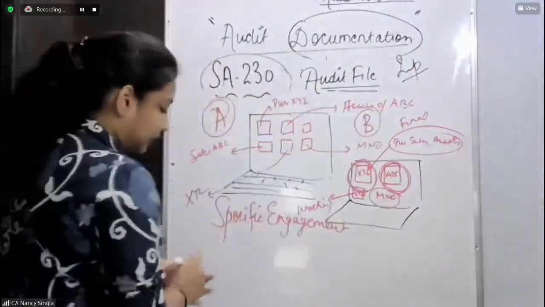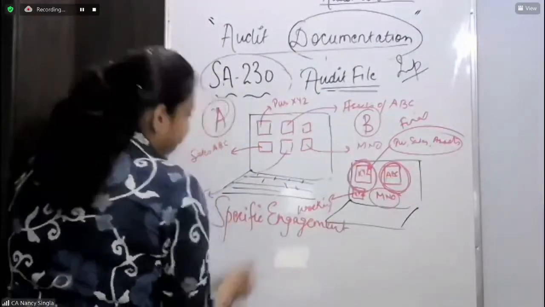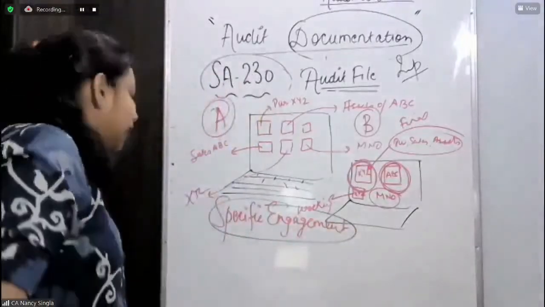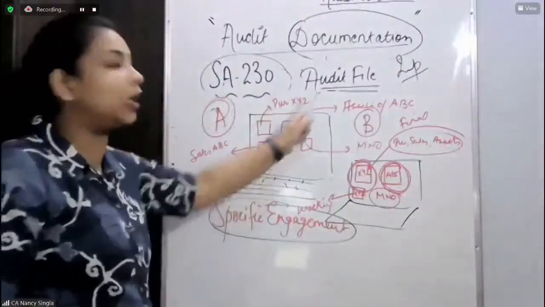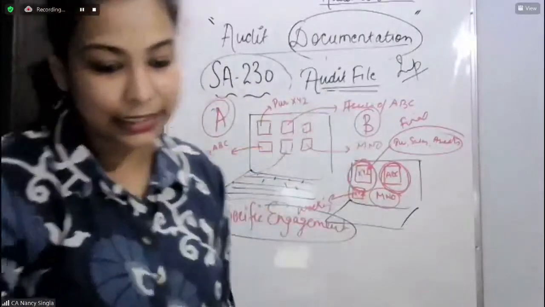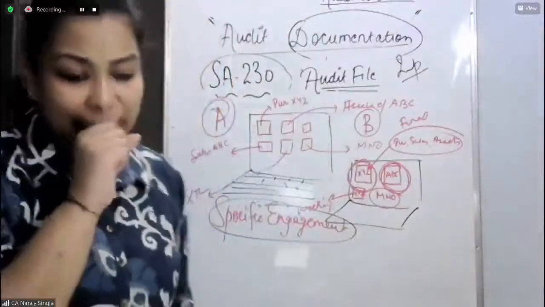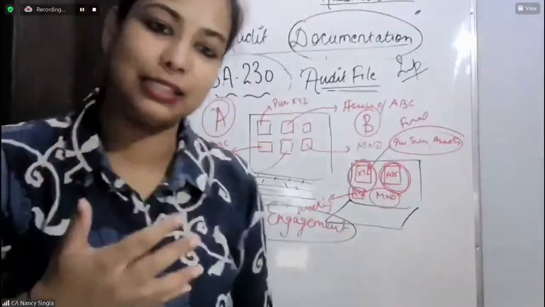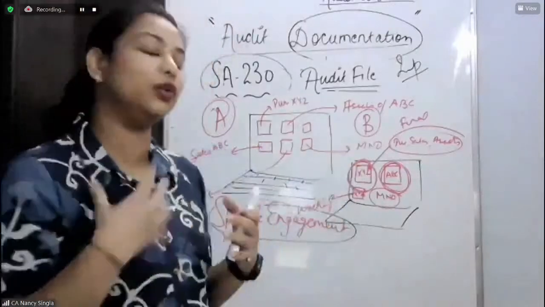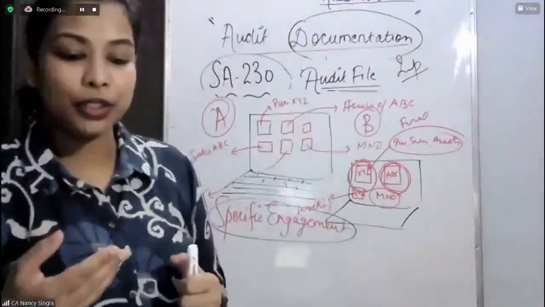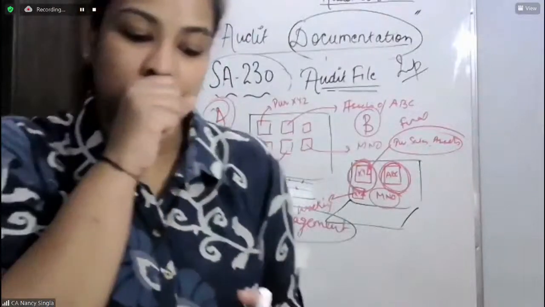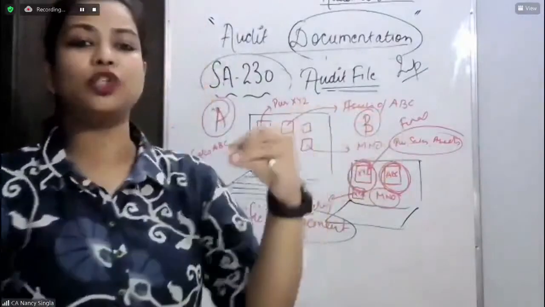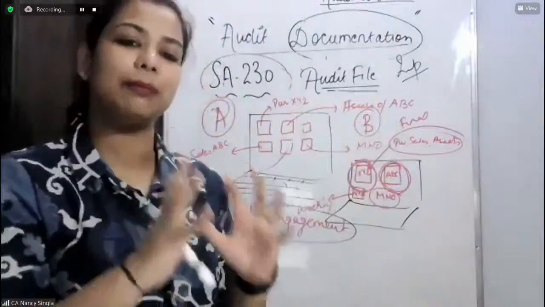See, specific means related to a particular engagement, then it will be in an organized manner, and that is called an audit file. And Anurag is saying, ma'am, can the auditor be engaged in multiple engagements at a time? Yes, there is a limit which you will be doing in chapter number 10, company audit. There is an audit firm. With respect to each individual partner, they can take the audits up to a certain limit.